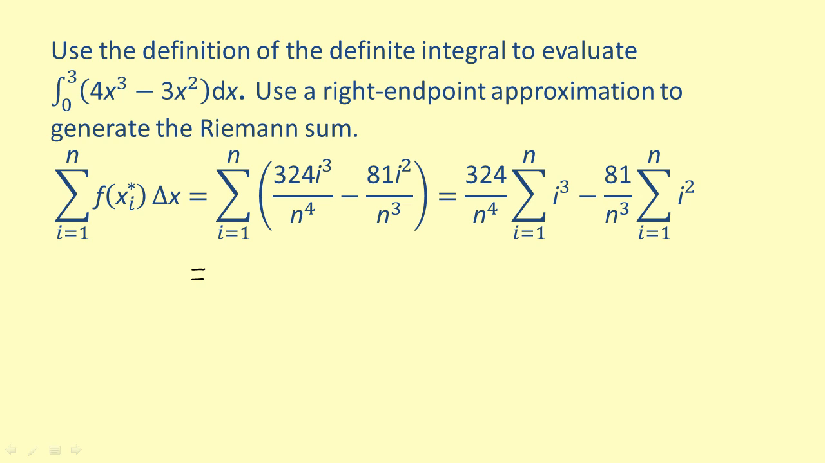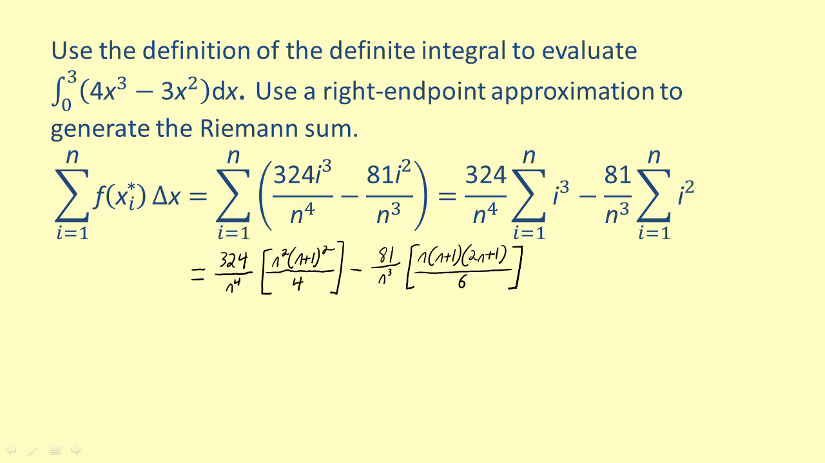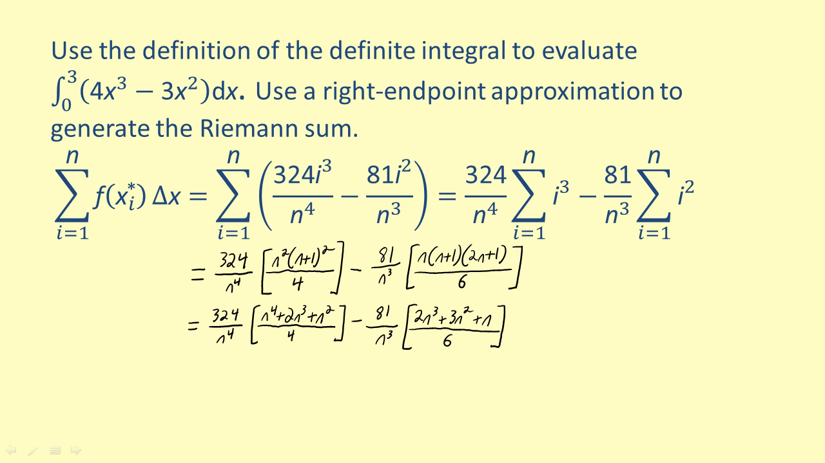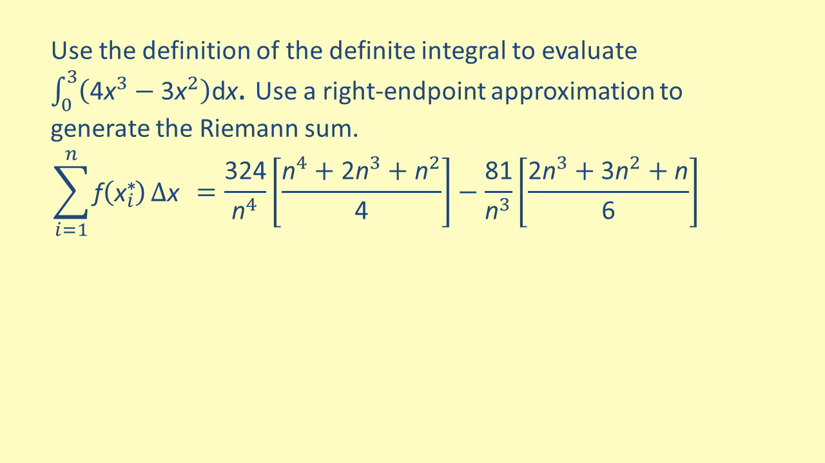That gives us 324 over n to the fourth times n squared times (n plus 1) squared all over 4, minus 81 over n cubed times n plus 1 times 2n plus 1 all over 6. If we multiply in each numerator, we get 324 over n to the fourth times (n to the fourth plus 2n cubed plus n squared) all over 4, minus 81 over n cubed times (2n cubed plus 3n squared plus n) all over 6. Now let's multiply to simplify further.